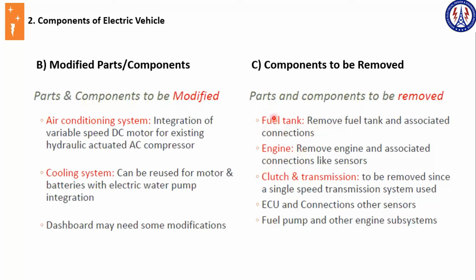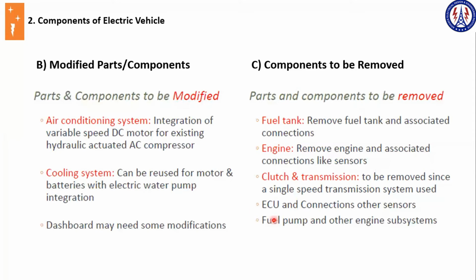Then the clutch and transmission. In IC engines, the engine is a separate part and your transmission, the gearbox, is a different item. Between them there is a clutch to connect and disconnect. But in an electric vehicle, a monoblock comes, which includes your transmission and motor as a single entity. So you need to remove all three items and put in a single item, which controls the speed of the DC motor.